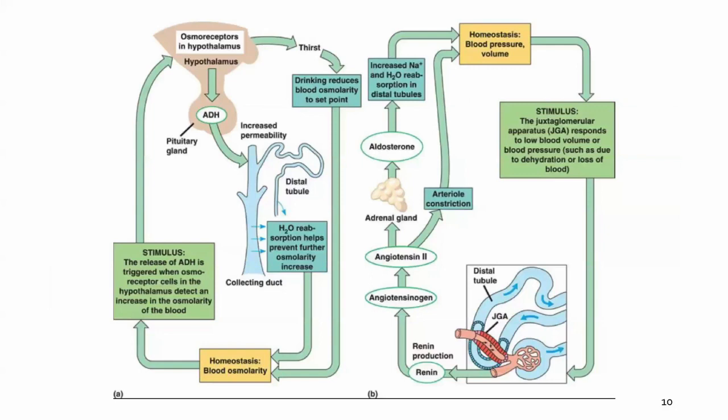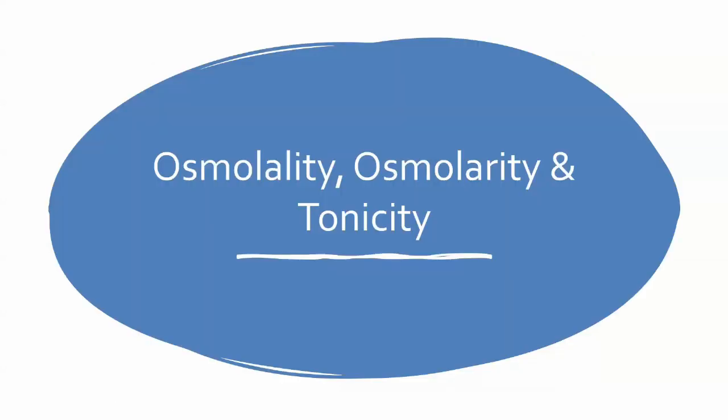So this diagram, we won't go through it in detail, but essentially it's just a representation of some of the factors we spoke about. So on the left, figure A is showing how ADH acts on the kidneys and promotes sodium and water absorption, and on the right-hand side is showing the renin-angiotensin-aldosterone system.